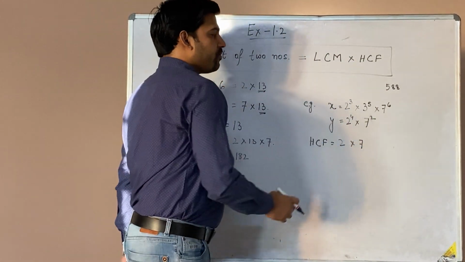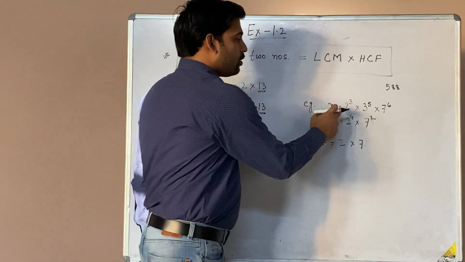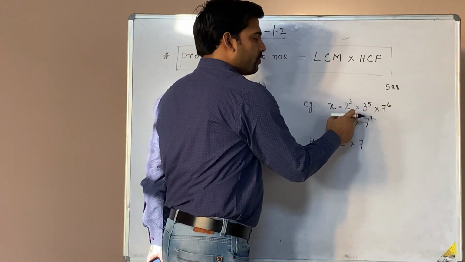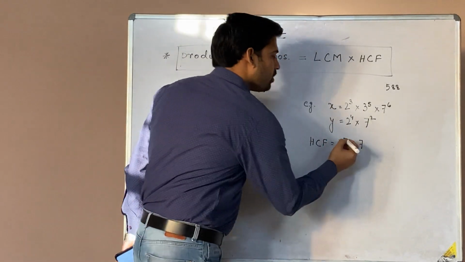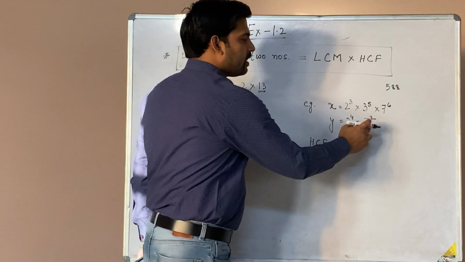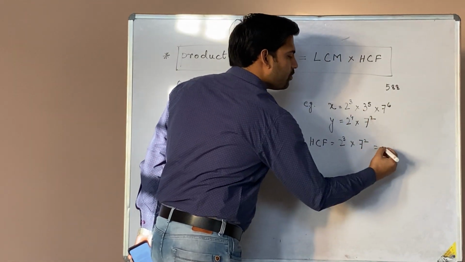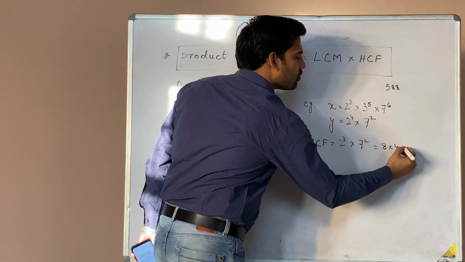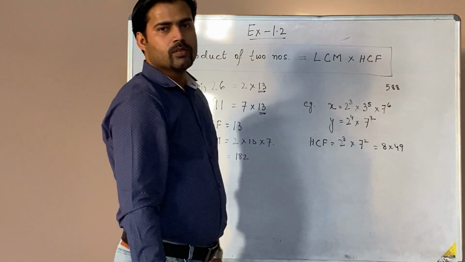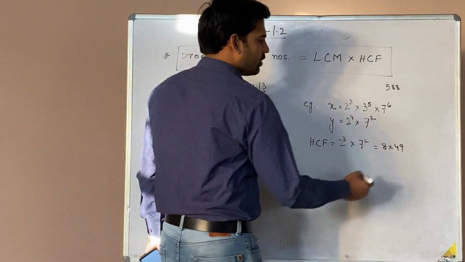And for HCF, we will look for the least power of these two. Here 2's power is 3, here 2's power is 4. So the least power is 3. And talking about 7, the 7's least power is 2. So 2 three times is 8, 7 two times is 49. Multiply these two, you will get what? The HCF of these two numbers. Fine.